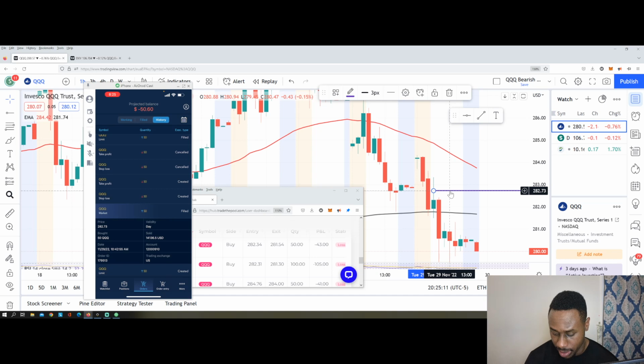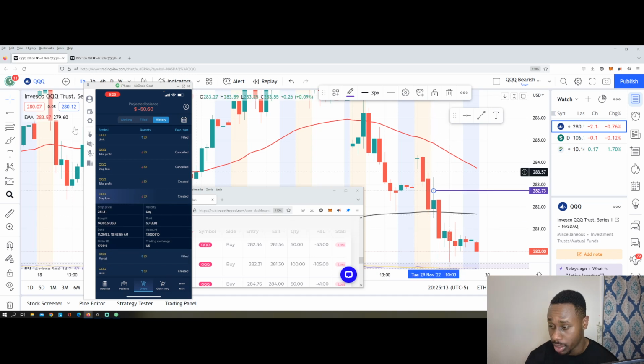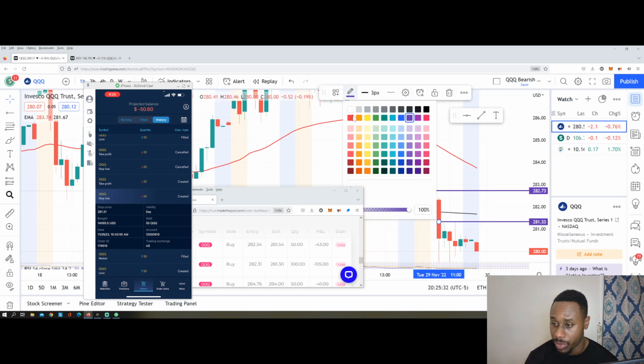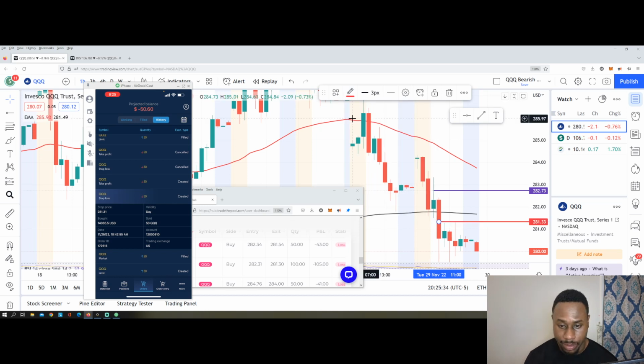And then I created my stop loss at 28131. Okay, so my stop loss was around there. And I know that this is the candle that took me out. So I'll just leave it there for now before I show it on the phone. So I had my stop loss there.